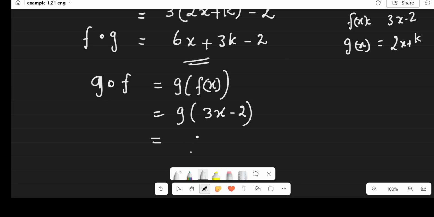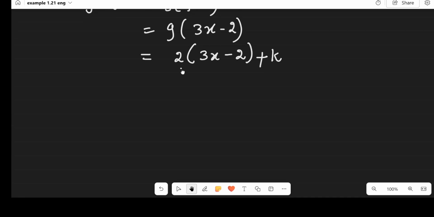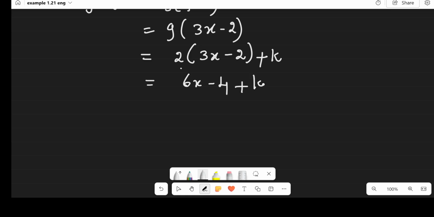So what should be the answer? This formula I'm going to apply in this formula. So 2 into x value is 3x minus 2. Then plus k. Then what is the next step? Next step is 2 into 3x, 6x minus 2 into 2, 4 plus k. So this is the answer of g of f.